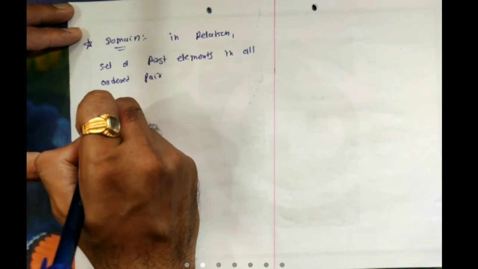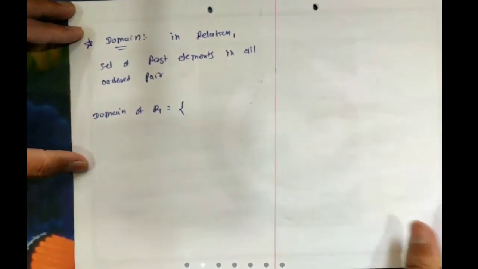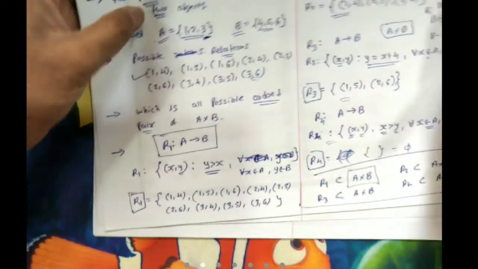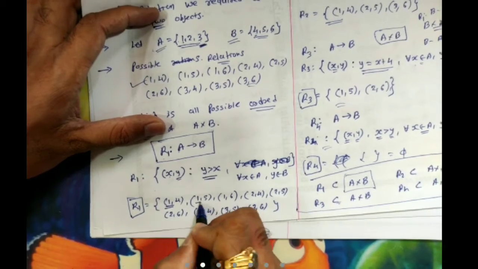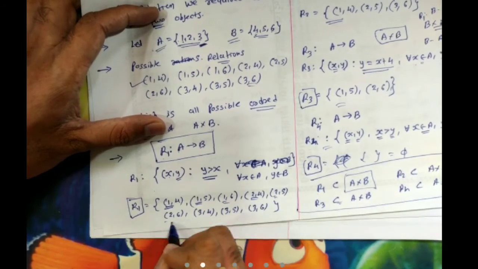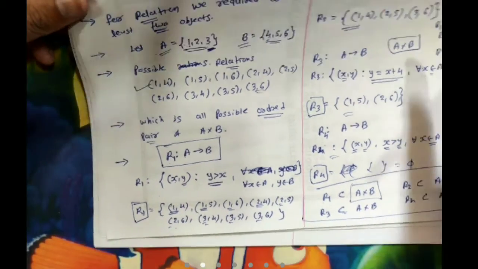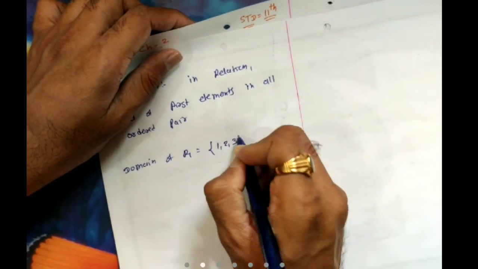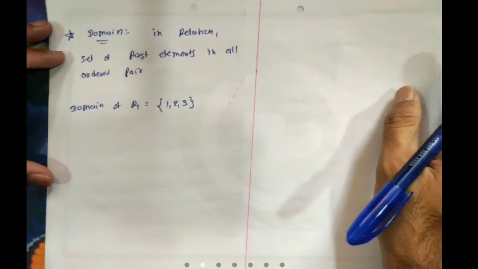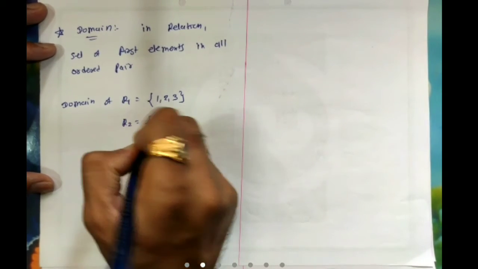For example, if you want to write the domain of relation R1, check relation R1. This is relation R1, with all its ordered pairs. You have to consider the set of all the first elements. The first elements are 1, 1, 1, 2, 2, 2, 3, 3 and 3. So all possible first elements are 1, 2 and 3. So the set of all first elements of the ordered pairs, that is 1, 2 and 3, is known as the domain of relation R1.